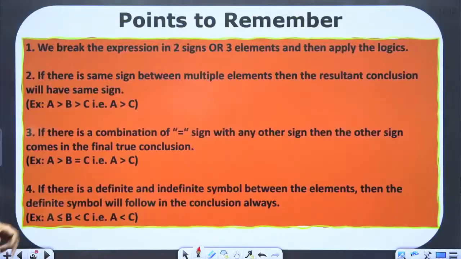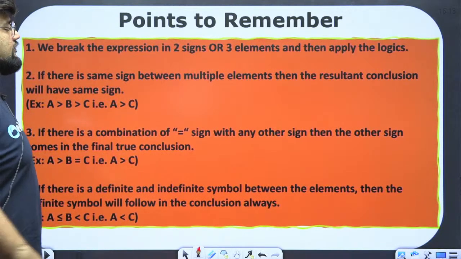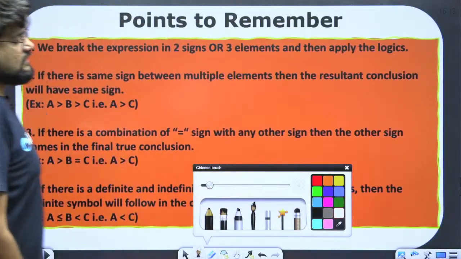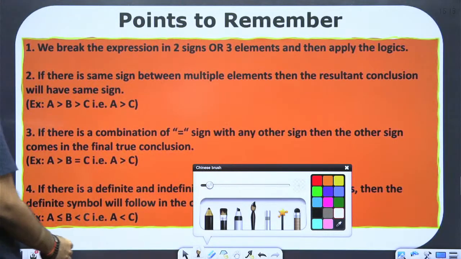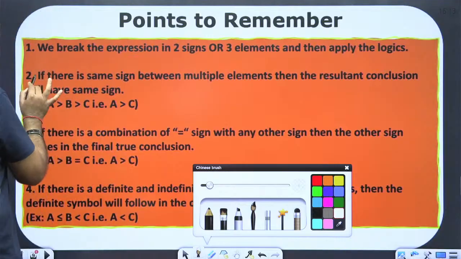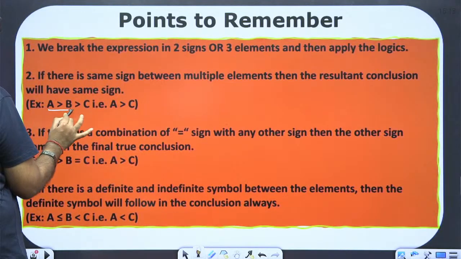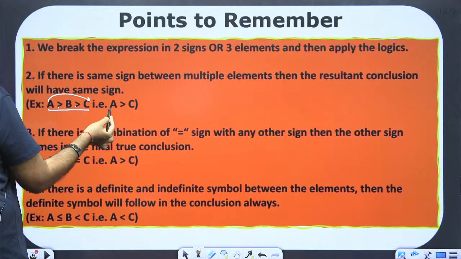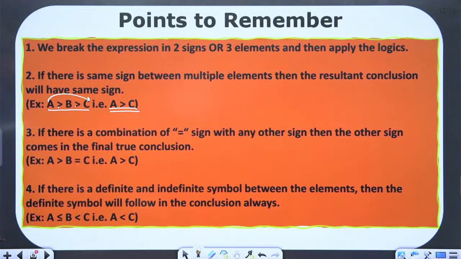Okay. So this is the second rule: if there is the same sign between multiple elements, then the resultant conclusion will also have the same sign. So for example, A greater than B greater than C. What is the relationship between A and C? I'll simply say it's greater only, no? It's going to remain the same.